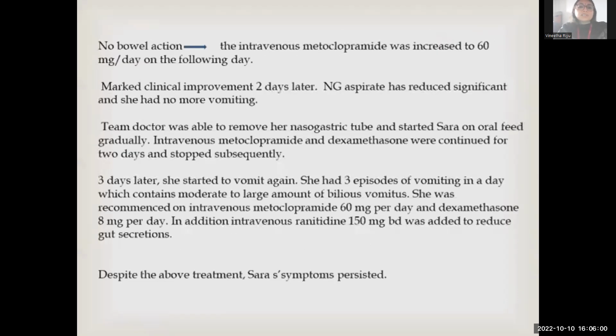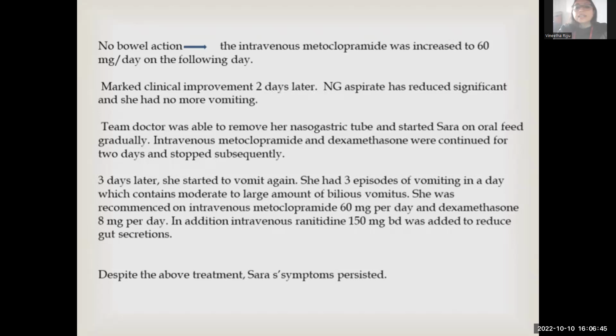So there was no bowel action, and the intravenous metoclopramide was increased to 60 milligram per day on the next day. So the prokinetic, the metoclopramide, which stimulates the forward action, the dose was increased. Now that helped her. Okay, marked clinical improvement 2 days later. NG aspirate was reduced significantly, and she had no more vomiting. And the team doctor was able to remove her NG tube, and Sarah was on oral pills. Intravenous metoclopramide and dexamethasone were also continued for 2 days and stopped. So another 2 days also they gave the metoclopramide and dexamethasone and they stopped it.